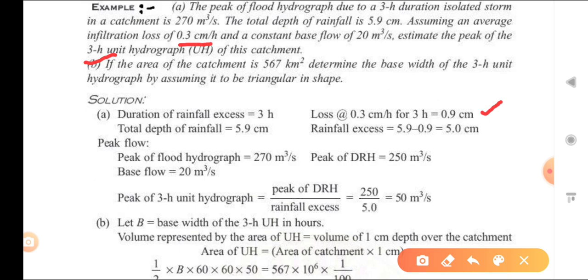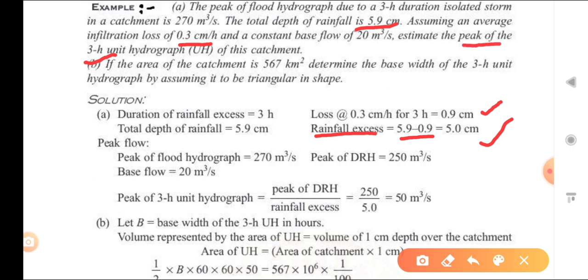Now you can see the total depth of rainfall is given. So what is the rainfall excess or effective rainfall? Total minus losses. So total is how much? 5.9 minus 0.9, it will be 5 centimeter. So now what they are asking is the peak of the 3-hour unit hydrograph.